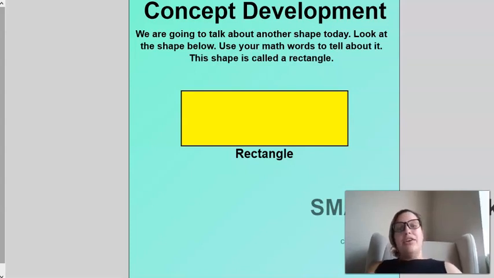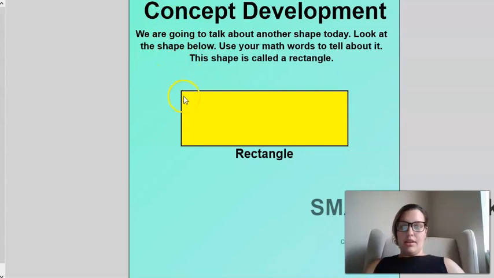Okay. I want you to pause me and look at the shape and tell me, or tell the person next to you, if you're home with whoever you're home with, tell them about what you see on the screen. What do you notice? And then we'll come back and talk. Okay, so first let's talk about how many points or corners we have in this shape. 1, 2, 3, 4. We have 4 points or corners.